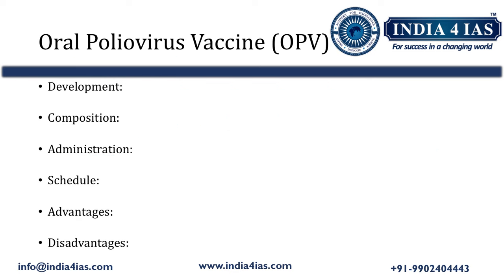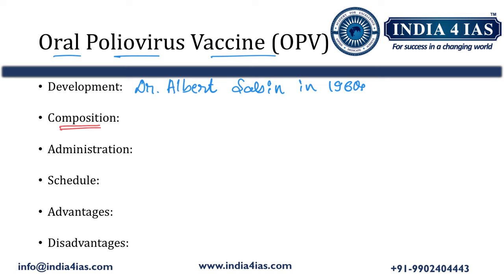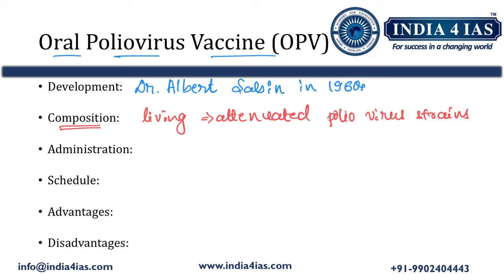Now we will briefly look into the oral poliovirus vaccine. It was developed by Dr. Albert Sabin in the 1960s. Coming to the composition of oral poliovirus vaccine, it contains the live attenuated, meaning weakened, poliovirus strains, whereas in the case of IPV, that is inactivated poliovirus vaccine, the dead or killed virus strains are used. In the case of oral poliovirus vaccine, the weakened or live poliovirus strains are used to prepare the vaccine.